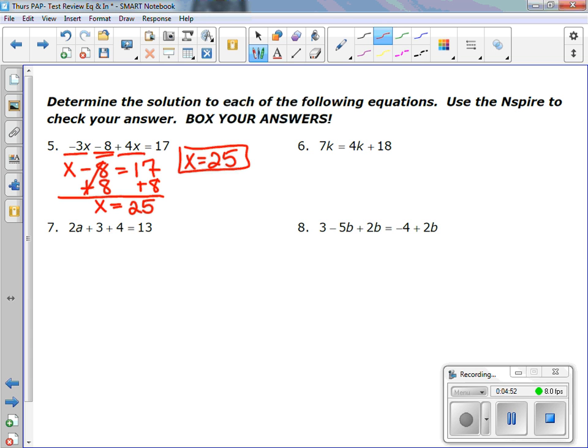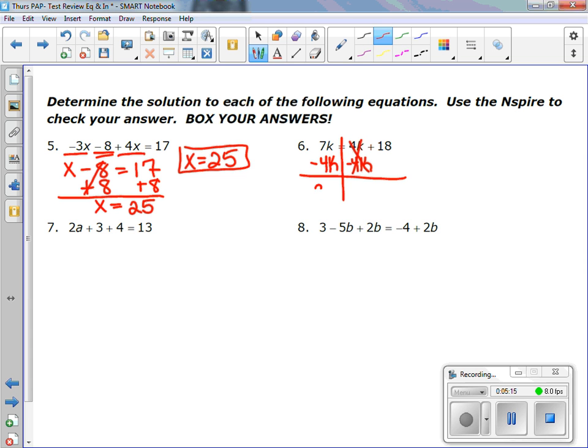The next problem, I have k's on different sides. So I need to move the k to the other side. So I don't want to move the 7k because then when I do that, there's nothing left. And this confuses most people. So instead, I'm going to move my 4k over to the other side, because remember, the ultimate goal is to get all your variables on one side.